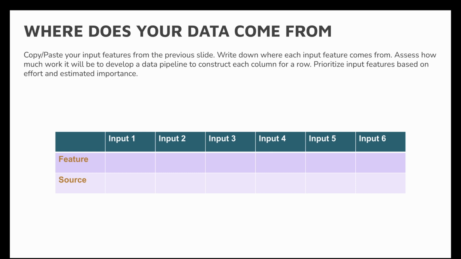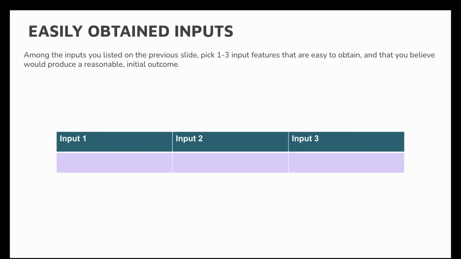Third, create a row under the potential input features in your table and list the data sources where your input features will be coming from. At this stage, you may discover that it's too difficult to get all the input features that you want. This brings us to the 4th and final step. Try to identify the 1 to 3 most easily obtained input features. Highlight the features in your table, and this will be your starting point.